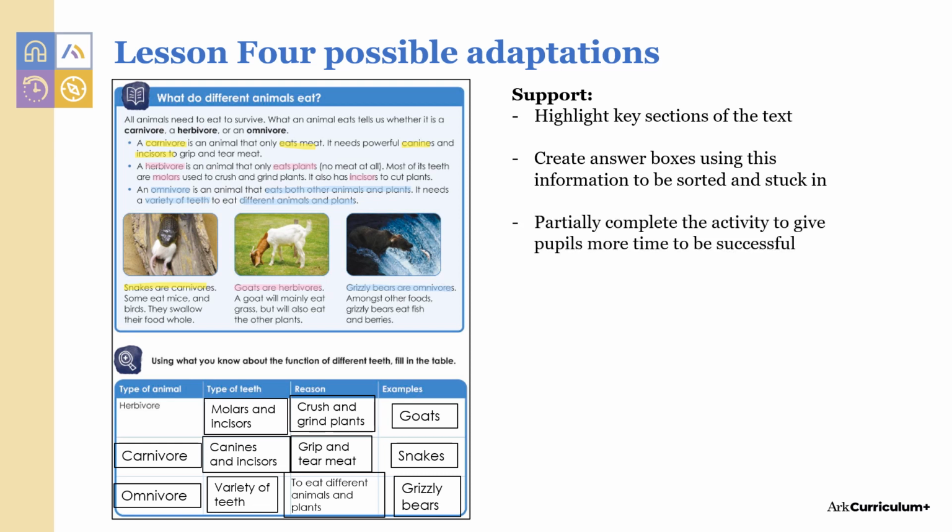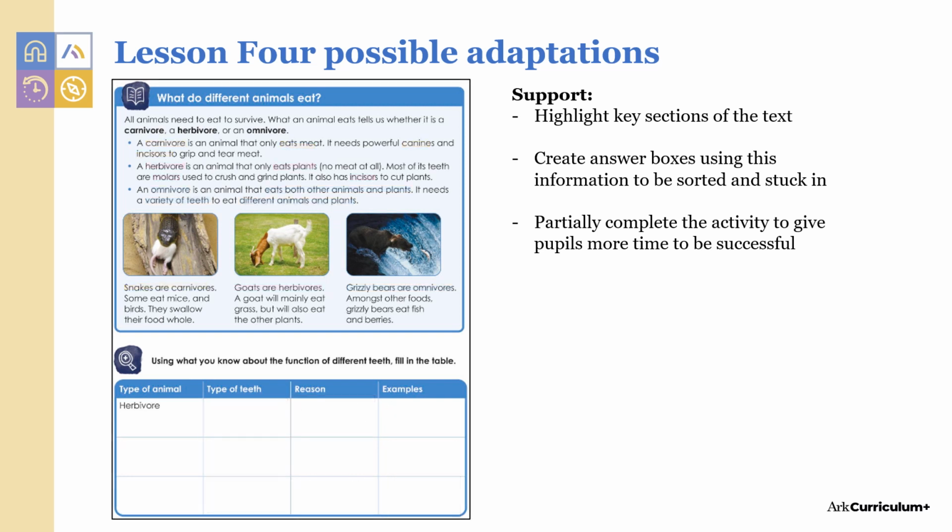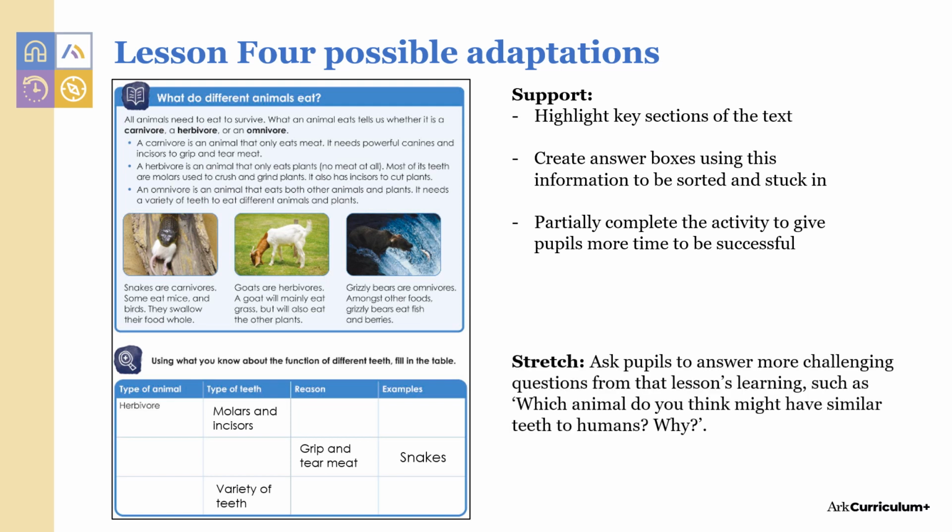But another option could be to partially complete the activity, either with pupils writing answers from the text or still using the boxes to be stuck in, to allow pupils more time to be successful. You could stretch pupils by asking a challenging question such as, which animal do you think might have similar teeth to humans and why?